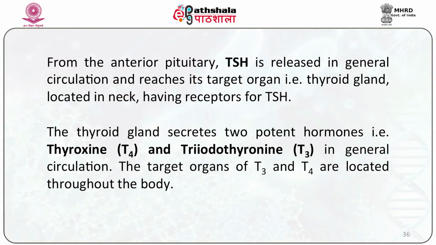From the anterior pituitary, TSH is released into the general circulation and reaches its target organ, that is the thyroid gland located in the neck, which has receptors for TSH. The thyroid gland secretes two potent hormones, thyroxine T4 and triiodothyronine T3, into the general circulation. The target organs of T3 and T4 are located throughout the body.